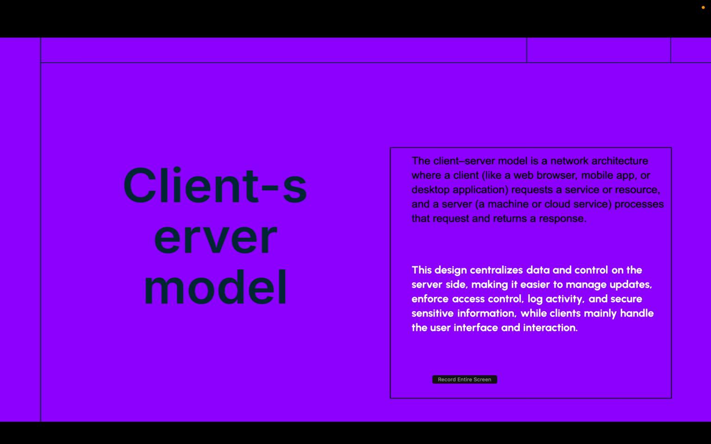The client-server model explains how most internet services operate today. A client, such as a web browser or mobile app, requests information from a server. The server processes the request and sends a response back to the client. This design centralizes data and makes updates, access control, and security easier to manage.